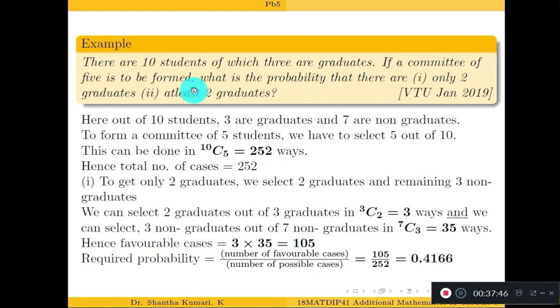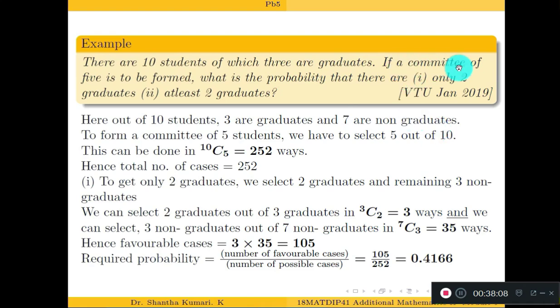Totally there are 10 students. But out of 10 students, it is given that 3 are graduates. 3 are graduates means it is understood that remaining, how many are remaining? 7. 3 are graduates means 7 are non-graduates. It is understood.